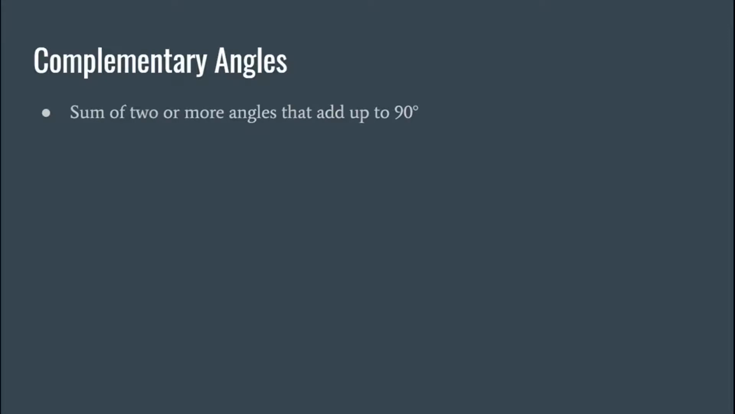Okay, so complementary angles, to put it simply, is the sum of two or more angles that add up to 90 degrees. And that's the basics of it. So you need to have at least two angles. Okay, if you got one angle, then it's just the right angle.